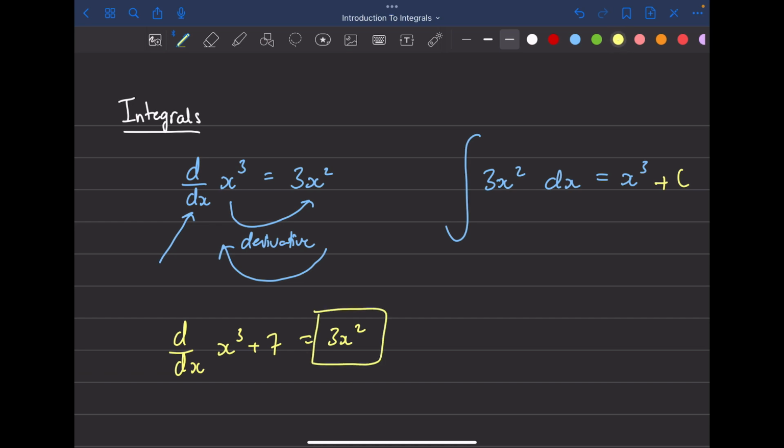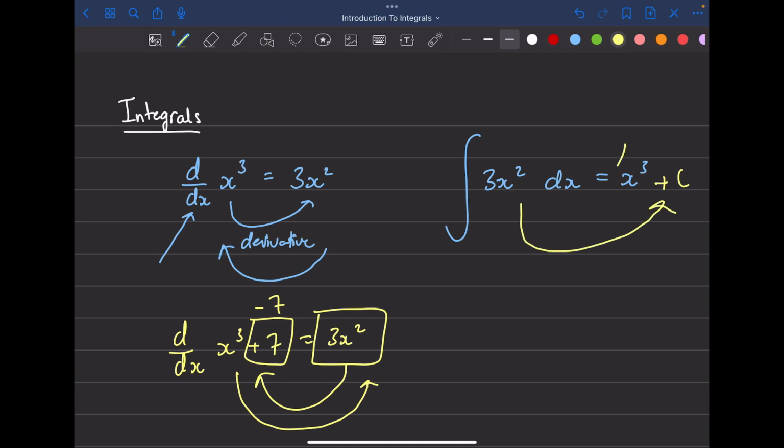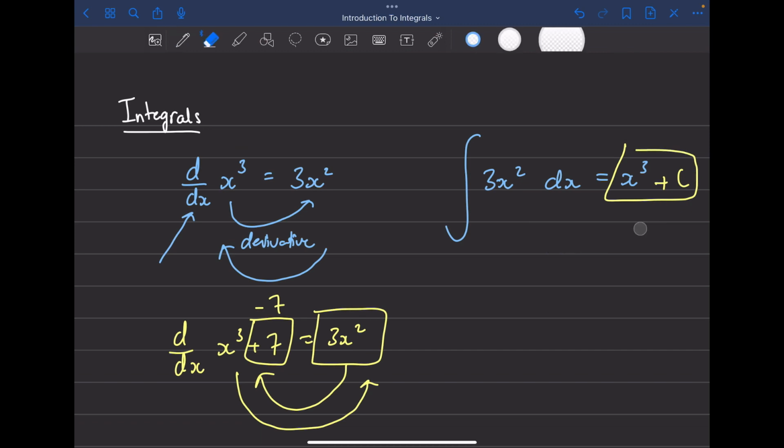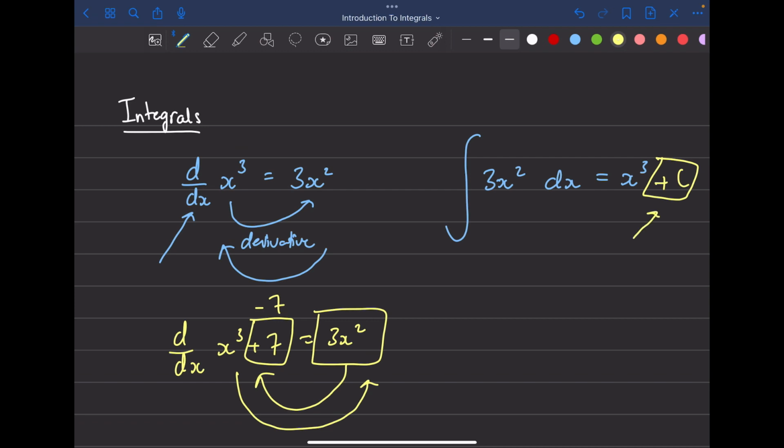But how do you know when you're going from this to this that we did not have a constant? We could have had plus 7, minus 7, plus 10, minus 10, we could have had any number being added, and it would still give us the exact same derivative. So if you want to go back from the derivative to the integral, you have to add this constant, because it basically tells you that we do not know what could have been added because we're going back. We're just saying that there could be the possibility of something being added.